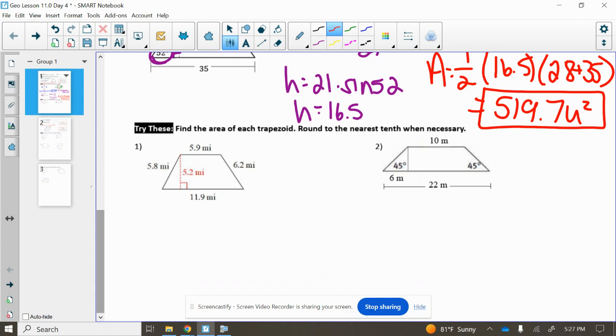All right, so the two on the bottom are for you to try by yourself. You are finding the area of our first trapezoid. On the second one, you are going to need to find this height first. Think about what that means in a 45, 45, 90, and then calculate the area.